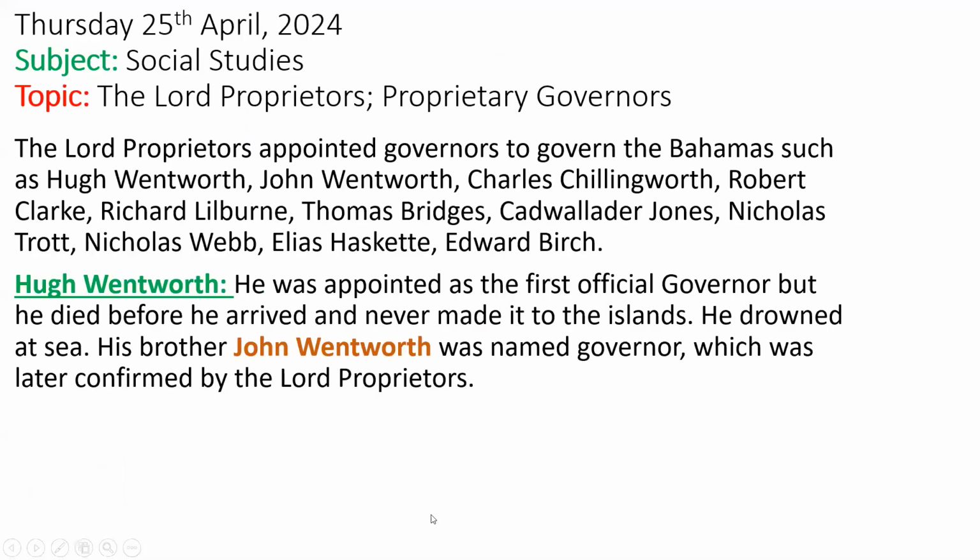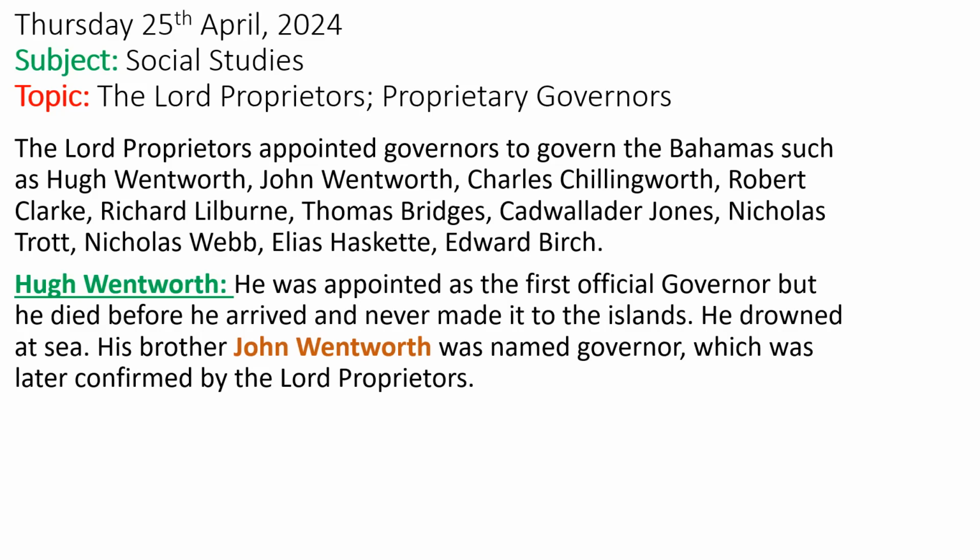John Wentworth. What catastrophic event occurred to Hugh Wentworth? He drowned and then died. Yeah, he drowned, right? What was the name of the person who was appointed as the first proprietary governor? The first official one. Hugh Wentworth. Very good.